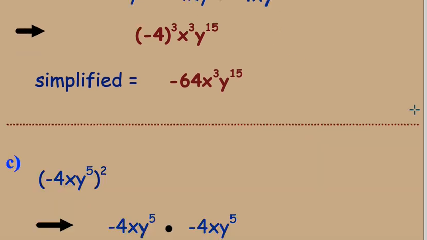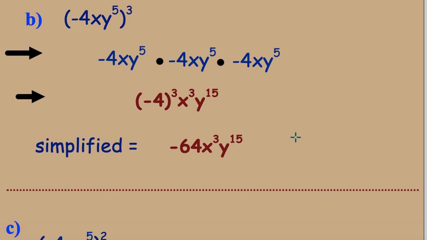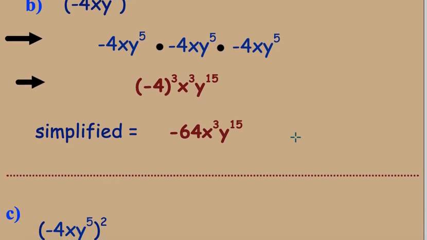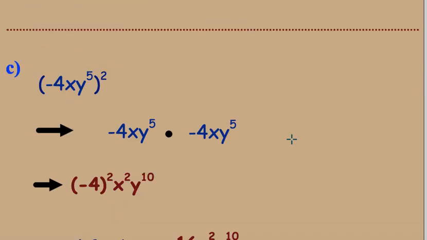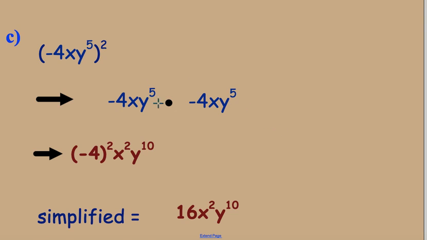So here's the last one. Let's see if you can get the answer on this one right here. Negative 4x, y to the 5th, squared. So hopefully you've got that in your head, or on a piece of paper, and we should be getting the same thing. So what does this mean?